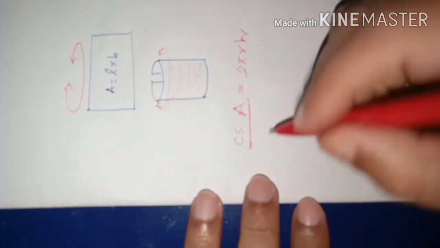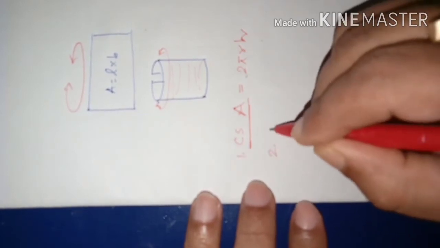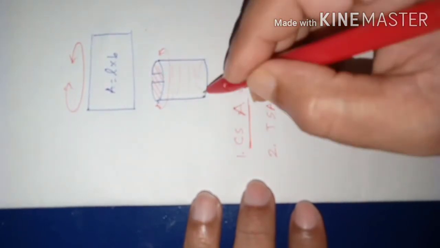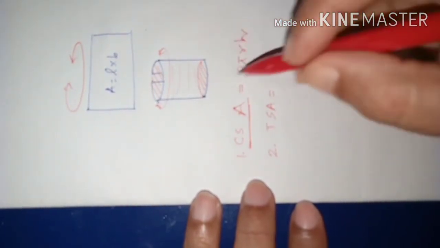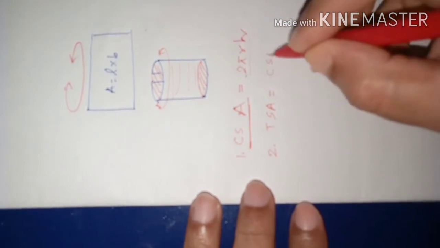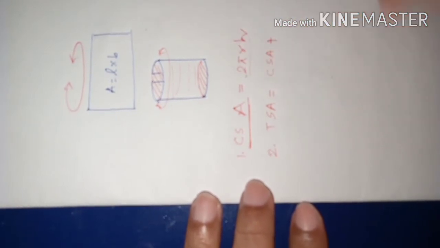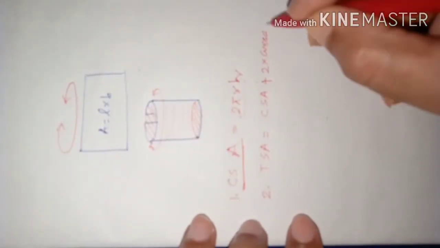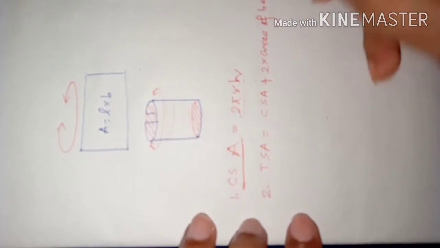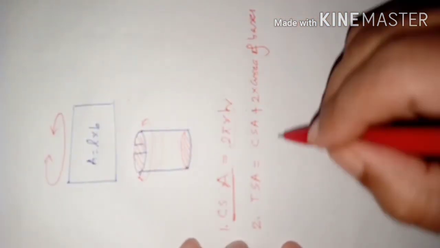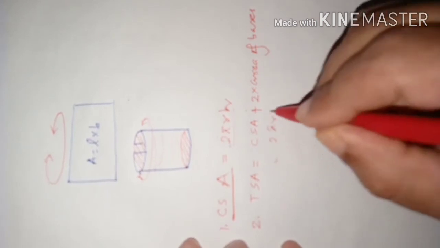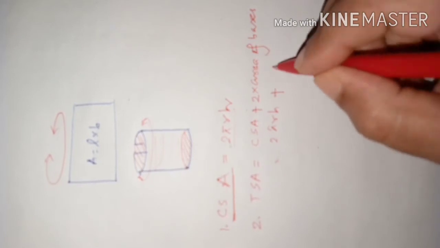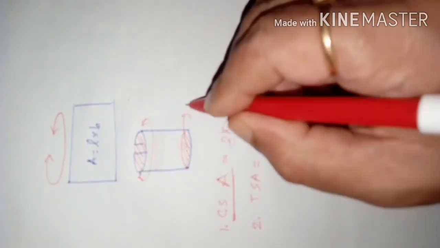Now total surface area. This is the first formula. Total surface area, TSA. Total surface area is area of this base plus area of the down base plus area of the curved surface. So curved surface area plus area of the two bases, 2 times area of base. That is, curved surface area is 2 pi r h plus, just now we have learned. And area of one base is what? Pi r square, because it is a circle.